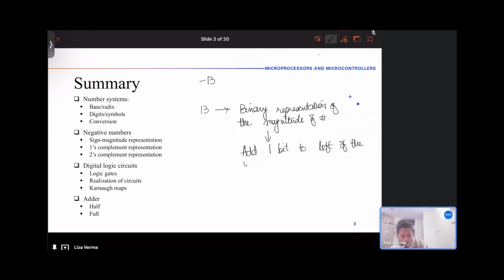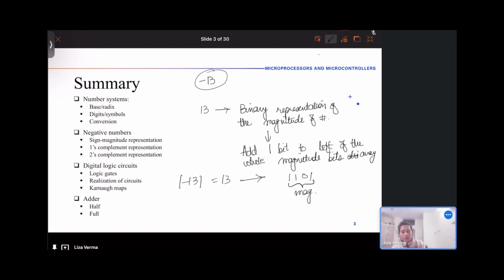The whole magnitude bits, string or array. Right. So how do you do it? Let's say I want to represent minus 13. We'll write the magnitude of this number. The magnitude of minus 13 is 13. We'll represent it in binary. In binary it will be 8, 4, 0 and 1, 13, right?